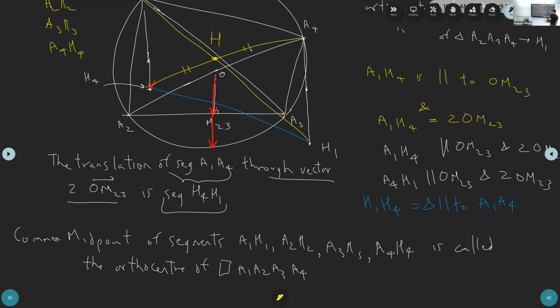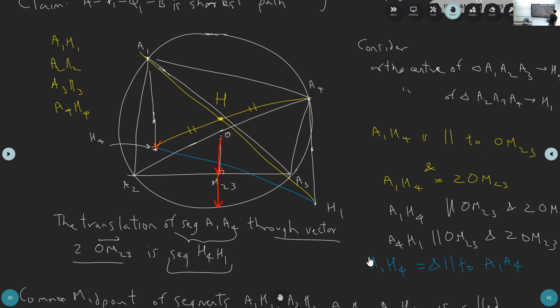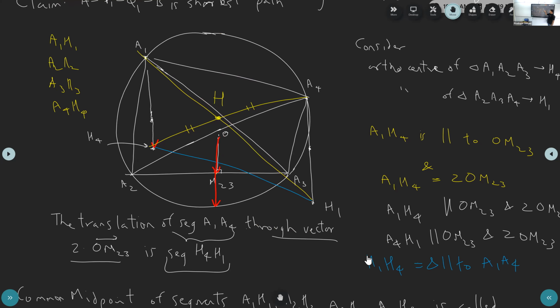But what is H4? H4 is the orthocenter of one triangle. H4 is the orthocenter of triangle A1, A2, A3. And A4 is a point on the circle.